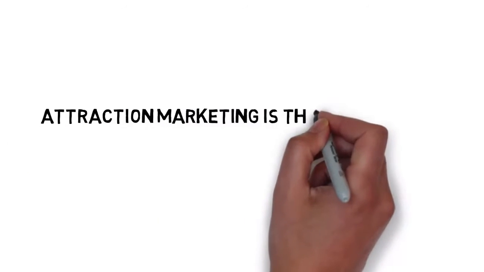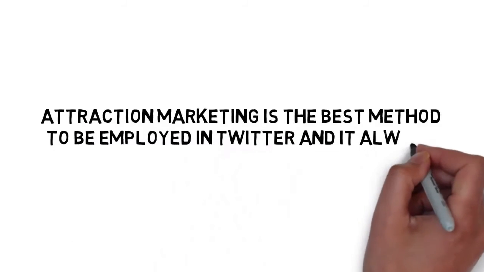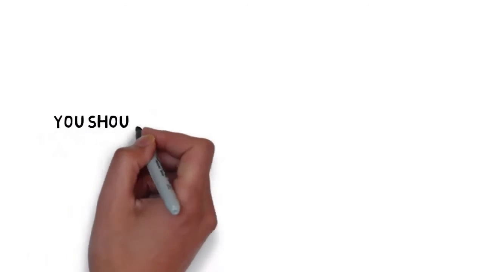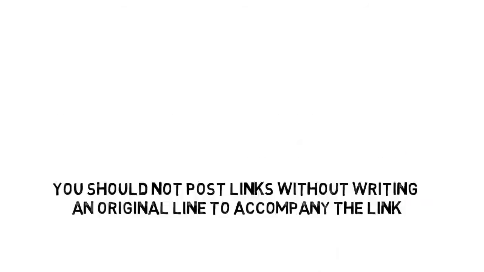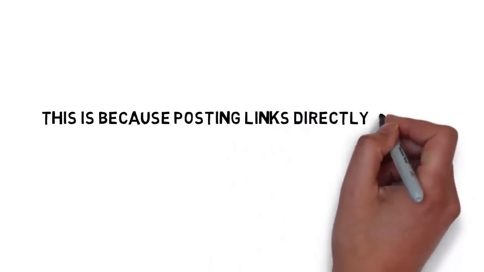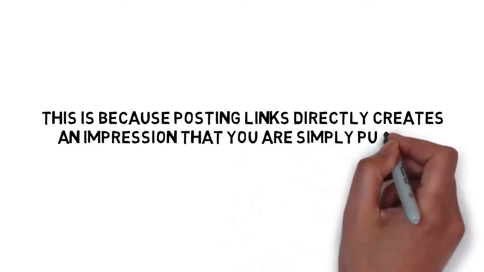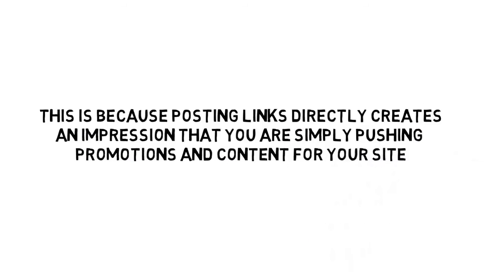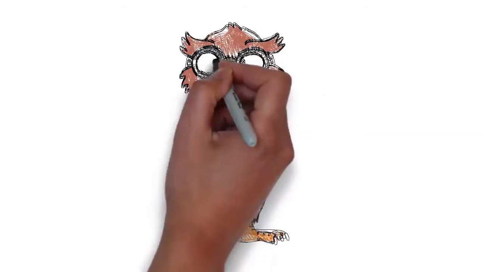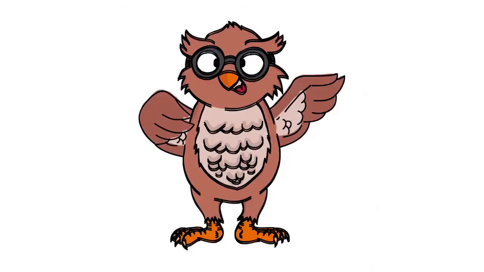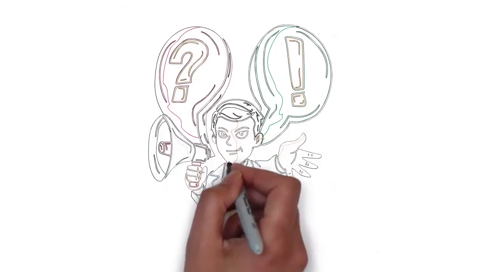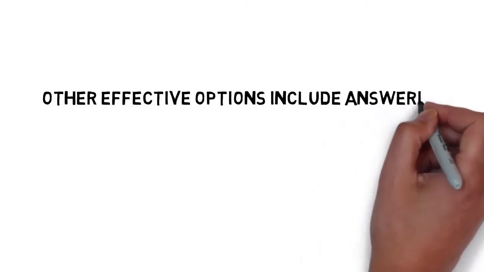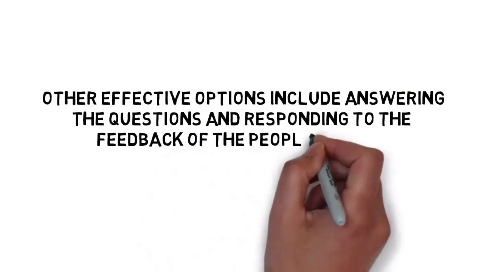Attraction marketing is the best method to be employed in Twitter, and it always generates high-quality leads. You should not post links without writing an original line to accompany the link. This is because posting links directly creates an impression that you are simply pushing promotions and content for your site. When you create tweets with personality, people easily connect with your Twitter posts. In order to improve your following, you can initiate conversations, join discussions, and start engaging with other members. Other effective options include answering the questions and responding to the feedback of other people as well.